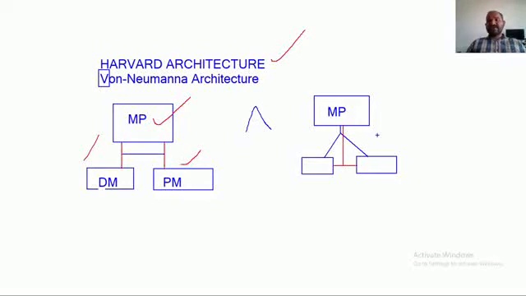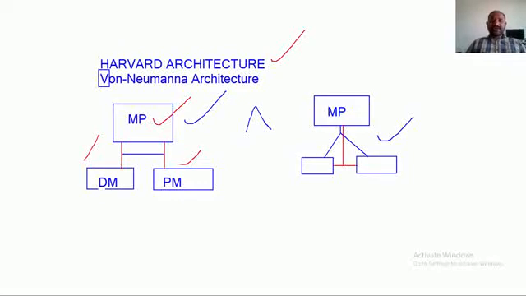So that's why the execution speed is less in the Von Neumann architecture compared to the Harvard architecture. And we have one more thing called the RISC processor and the CISC processor. But I'll explain that once the situation demands. Don't worry about it.